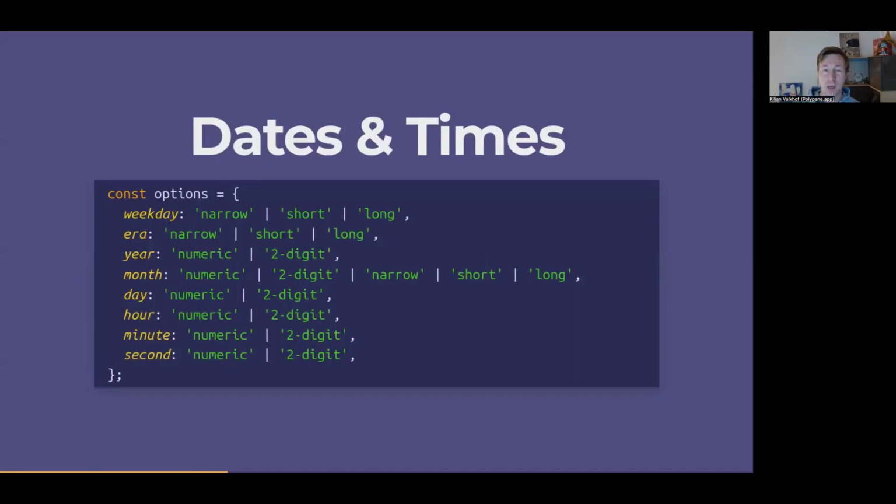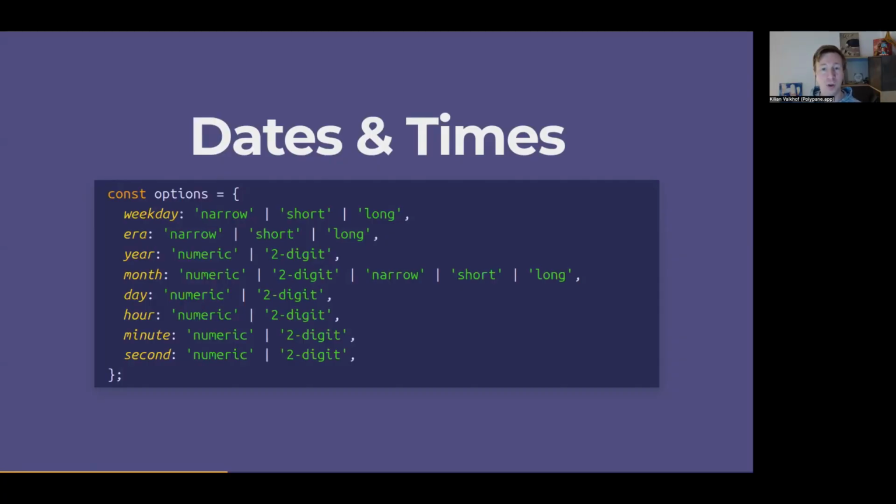So to specify exactly the parts you want to show, you can also use these options, weekday, era, etc. For each part of the date, like weekday or month, you can specify how you want it to be shown. For example, month can be numeric, 2 digits, narrow, short, or long. So you can get exactly the format you want.